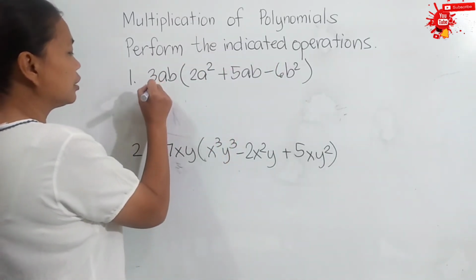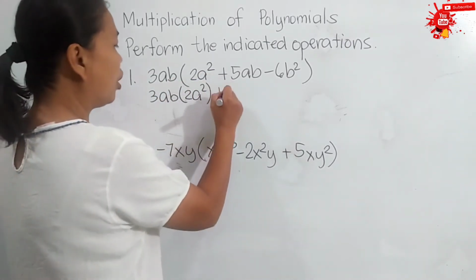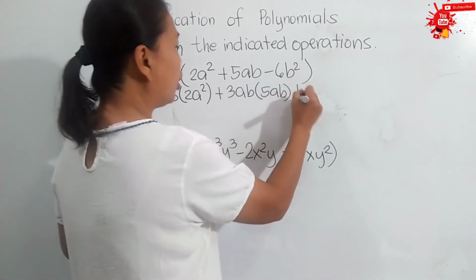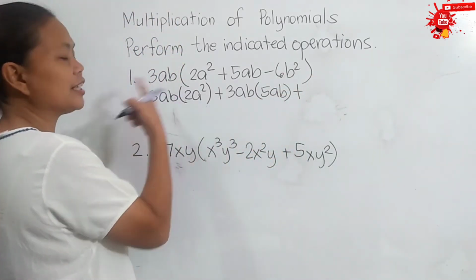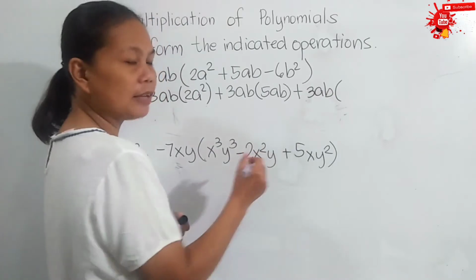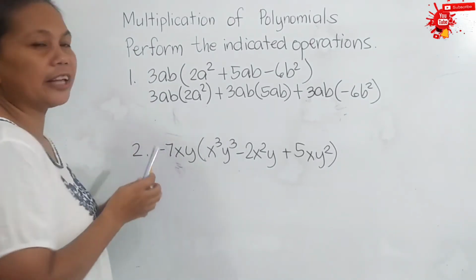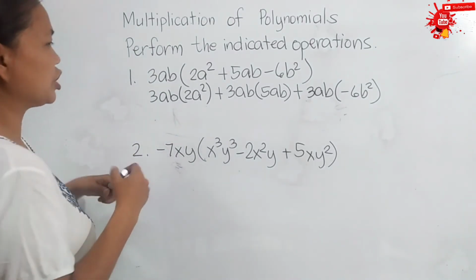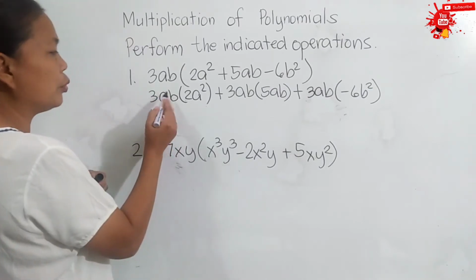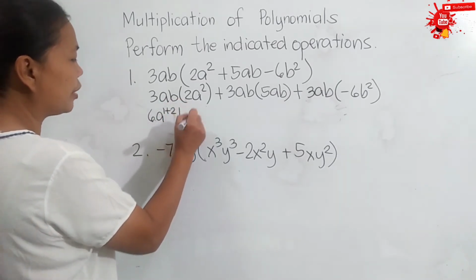So we will have 3ab times positive 2a squared plus 3ab times positive 5ab, then plus, because 3ab is positive, so positive 3ab or plus 3ab times negative 6b squared. So again, let us multiply the numerical coefficient. So we have here 3 times 2. So we have 6. Then a raised to, let's add the exponent, 1 plus 2. Then we just copy b.